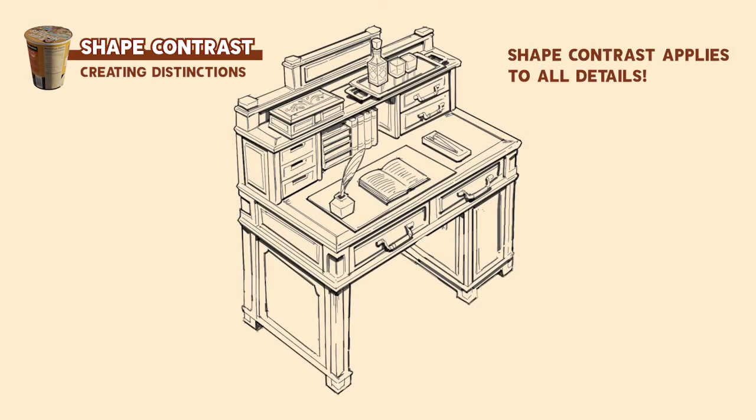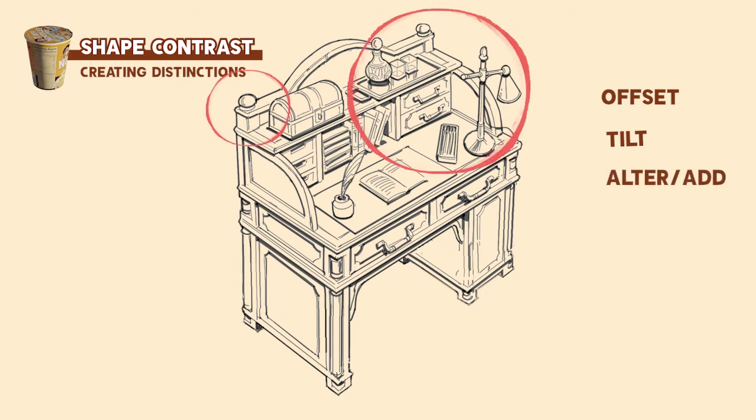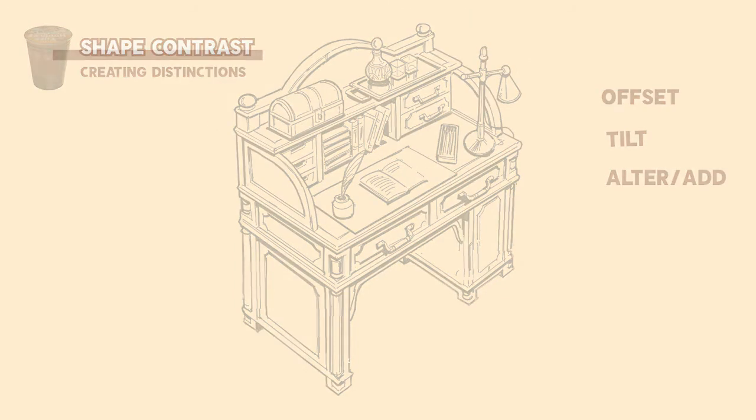We can even apply it to something as small as contents on a desk to create interest and draw attention. You can add triangular shapes by offsetting the books or tilting things so everything doesn't align with each other, as it helps break the repetition. We can add smaller circular shapes through the addition of knobs to the shelves. A lamp or bottles can work too.